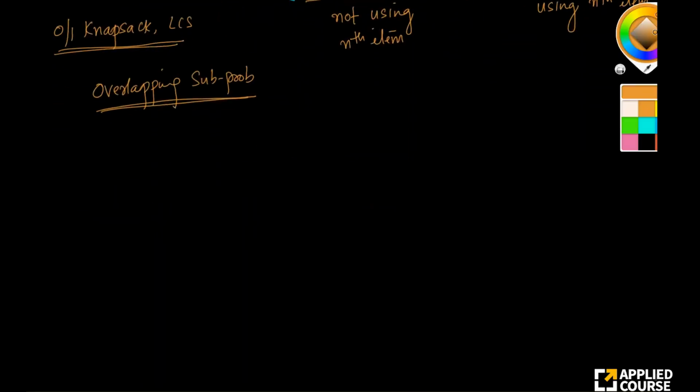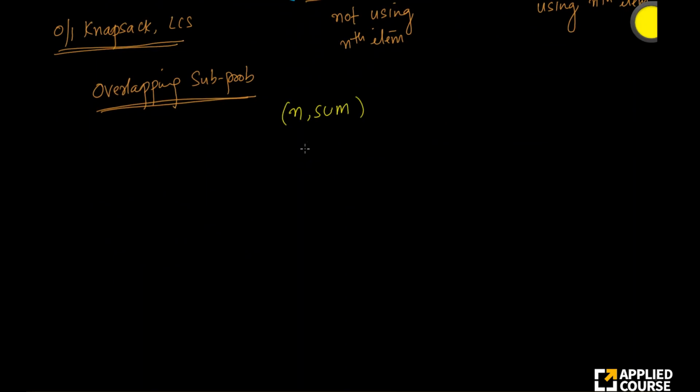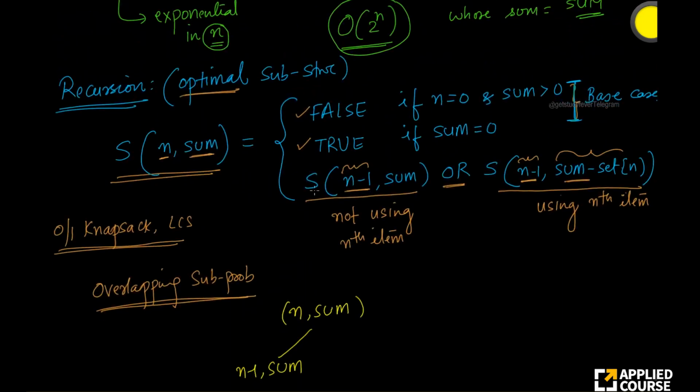So now imagine I have a problem of size n comma sum. This will be broken down into n minus 1 comma sum. Look at the recurrence relation: n minus 1 comma sum, or, if n equals 0 and sum is greater than 0, these are the base cases. We have to compute the logical OR of both. If this is true or this is true, it will be true. At least one of them has to be true for us to return true. If both of them are false, we will return false. So in the worst case, we have to evaluate both.